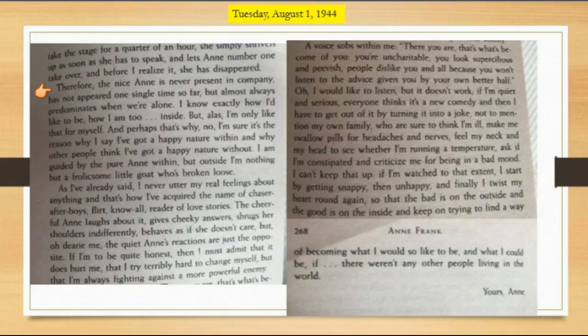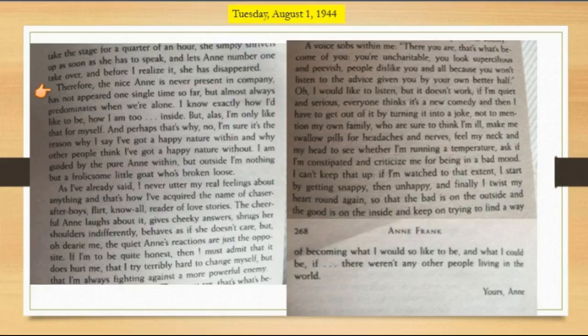Therefore, the nice Anne is never present in company, has not appeared one single time so far, but almost always predominates when we're alone. I know exactly how I'd like to be, how I am too, inside. But alas, I'm only like that for myself. And perhaps that's why, no, I'm sure it's the reason why I say I've got a happy nature within, and why other people think I've got a happy nature without. I am guarded by the pure Anne within, but outside I'm nothing but a frolicsome little goat who's broken loose.